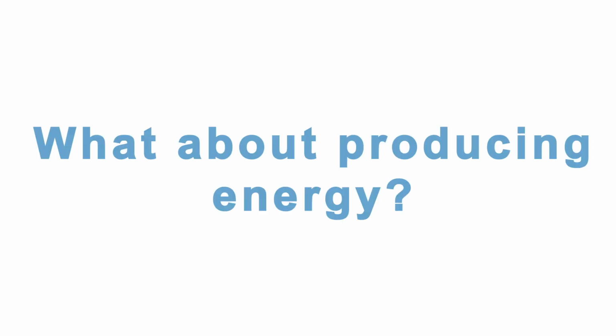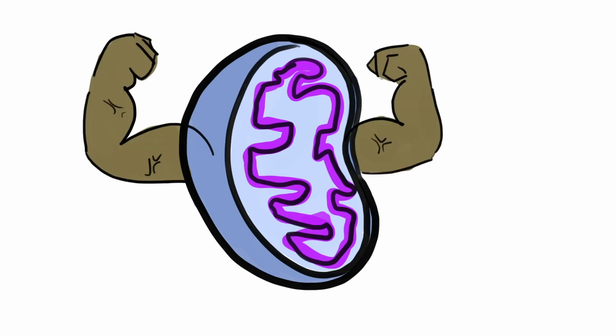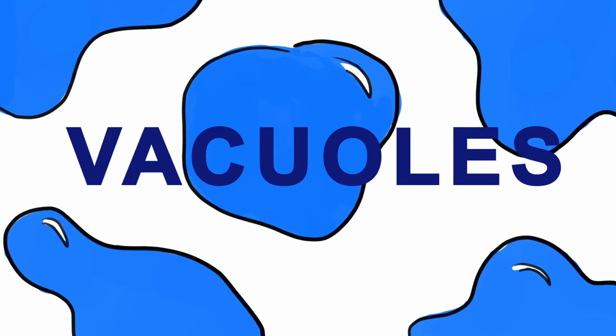Now, what about producing energy? To make proteins and transport things, eukaryotic cells need to have a way to make a lot of energy. Well, this is done in the mitochondria. You might have heard that the mitochondria are the powerhouses of the cell, and that's because they convert energy in food to usable energy in the form of ATP. Finally, let's talk about vacuoles. These organelles are for storing extra nutrients, water, and other materials.